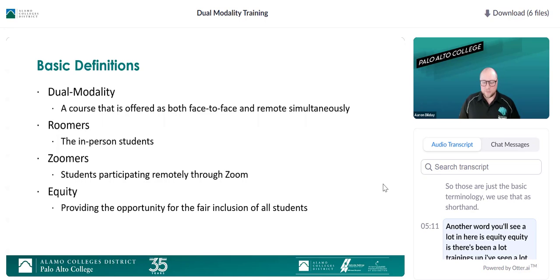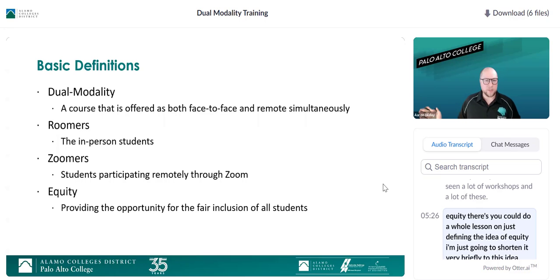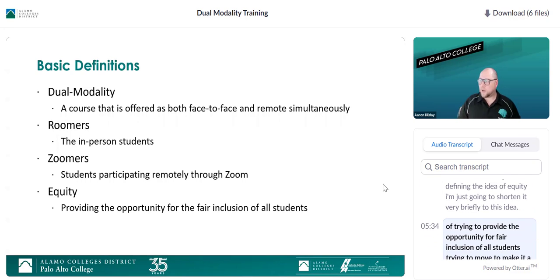Equity, there's been a lot of trainings, I've seen a lot of presentations on this, equity, equality, justice, etc. in the last couple of years. I've seen a lot of workshops, been to a lot of these. Equity, you could do a whole lesson on just defining the idea of equity. I'm just going to shorten it very briefly to this idea of trying to provide the opportunity for fair inclusion of all students, trying to make it a fair opportunity for everyone to succeed equally in the end. That's kind of what we're looking to do here.